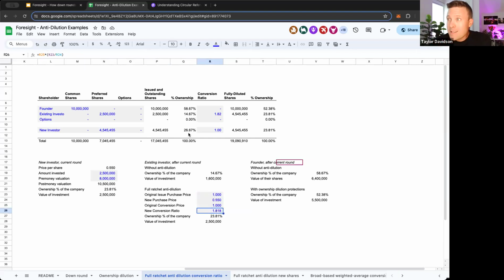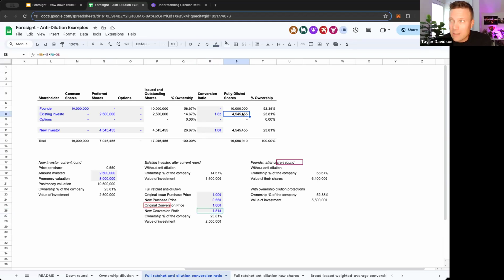And what that means is that is the new conversion ratio that adjusts the ownership of the company such that it maintains the value of their investment. So if we say, okay, we have a 1.82 conversion ratio, we times that times the 2.5 million preferred shares.